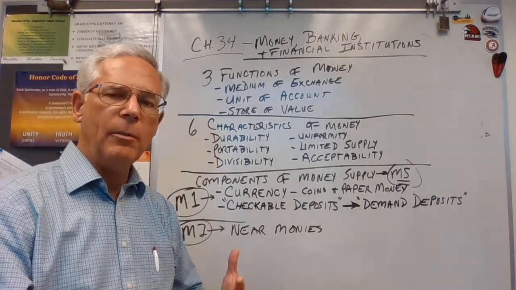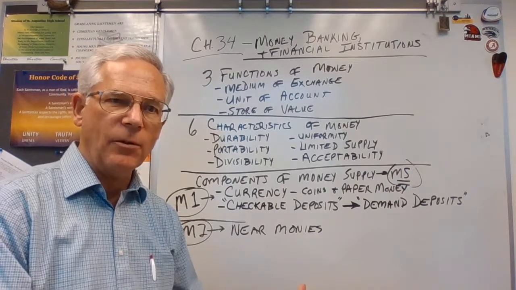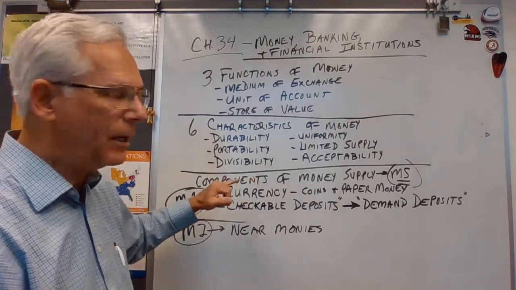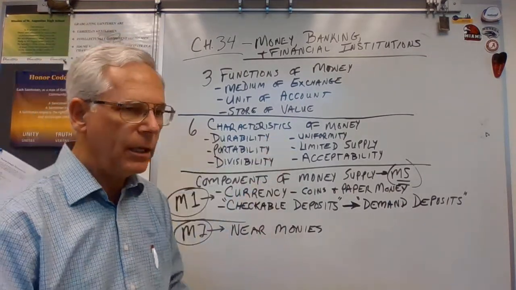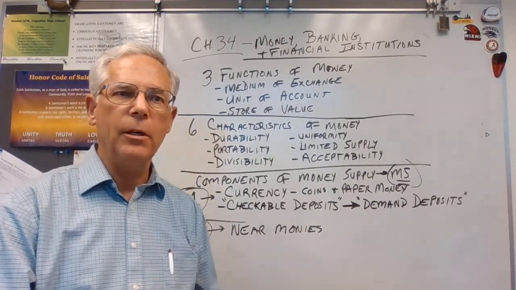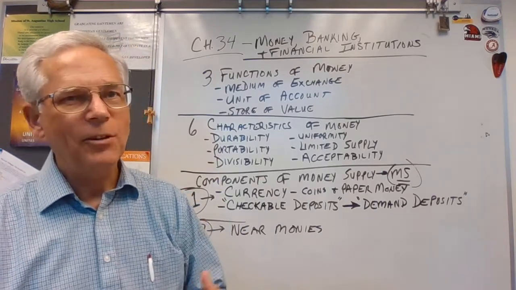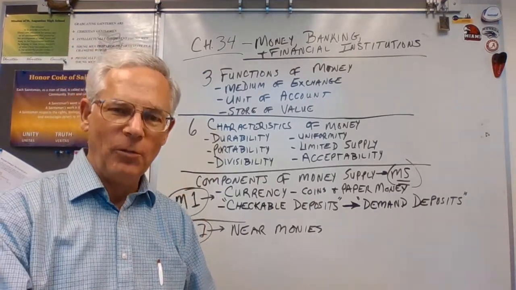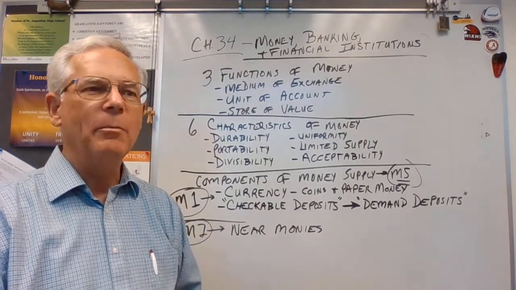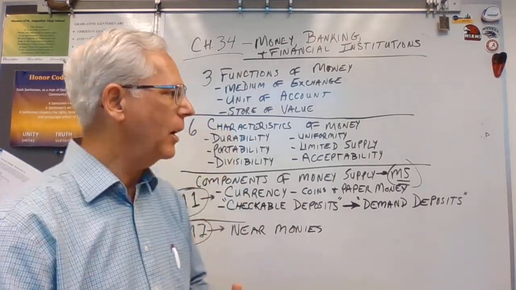Divisibility, our money, I can take that $100 bill and exchange it for a 50 and 5 tens, or break it down any way I want. It's very divisible all the way down to the penny. Uniformity, a dollar bill is worth the same everywhere in the country, whether you're in Alaska or Florida. Now, that does not mean that your dollar will go as far in Alaska as it will in Florida. Prices are very high in Alaska, but nonetheless, a dollar bill is a dollar bill everywhere in the United States.